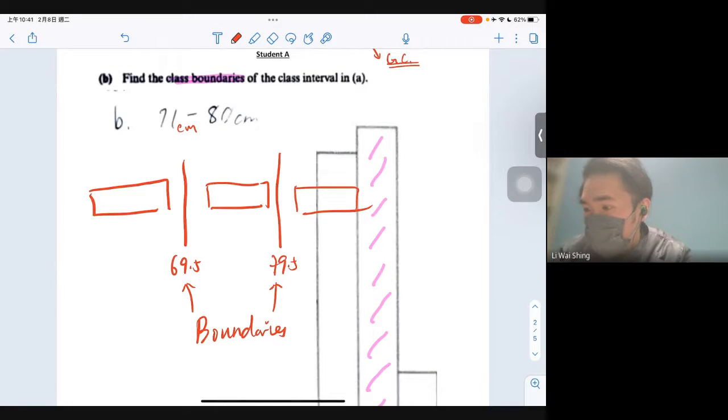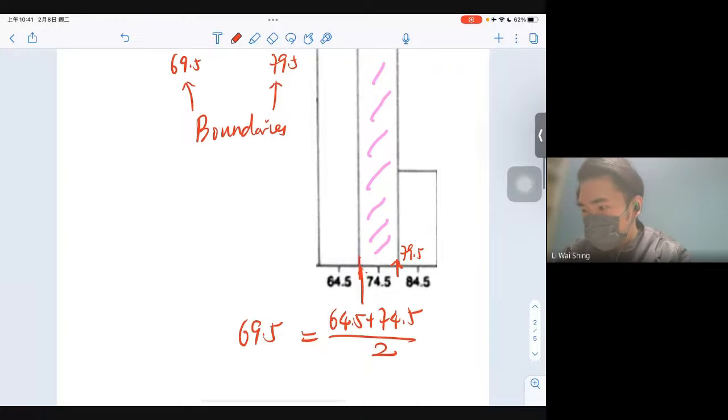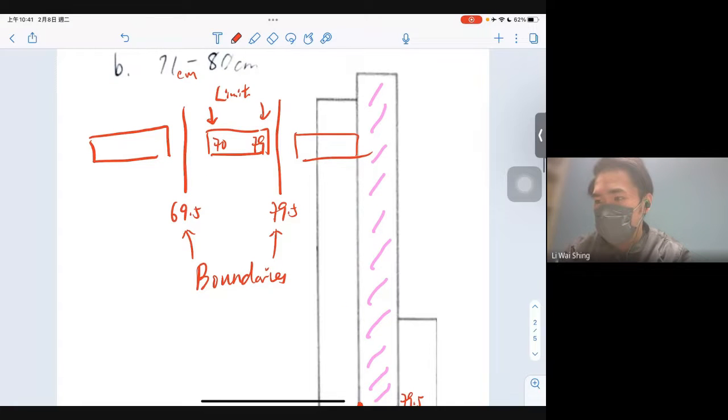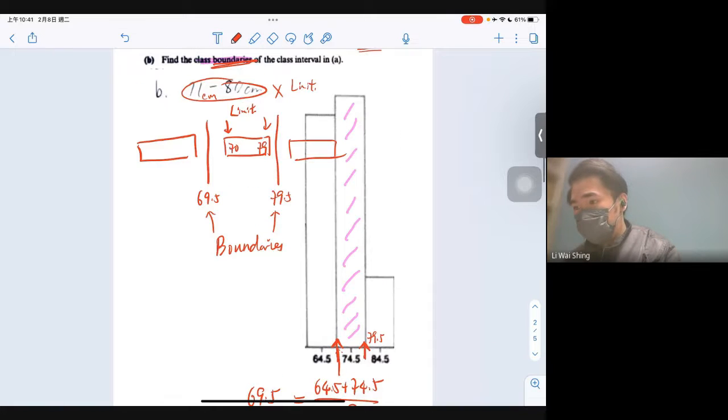And if you move 0.5 inward on each side, you will have the class limit. These two we call the limit. This time I'm asking you about the boundaries. That means I want to find the exact middle point between these two classes. That's why this student found the limit, and it's incorrect. Can you get it? Some of you misunderstand the meaning of limit and boundaries.